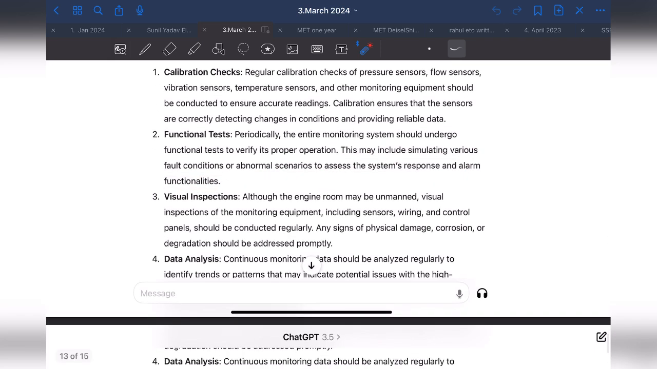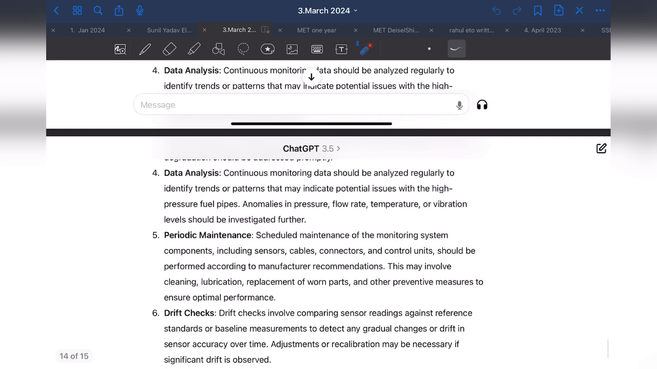Visual inspection: although the engine room may be unmanned, visual inspection of the monitoring equipment, including sensors, wiring, and control panels, should be conducted regularly. Any signs of physical damage, corrosion, or degradation should be addressed promptly. Data analysis: continuous monitoring data should be analyzed regularly to identify trends or patterns that may indicate potential issues with high pressure fuel pipes.